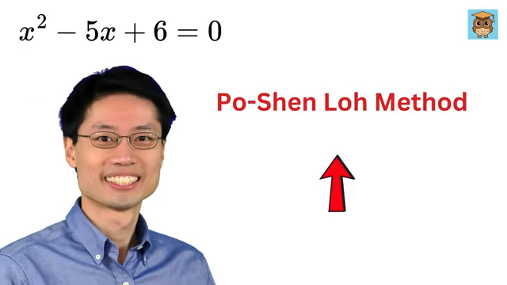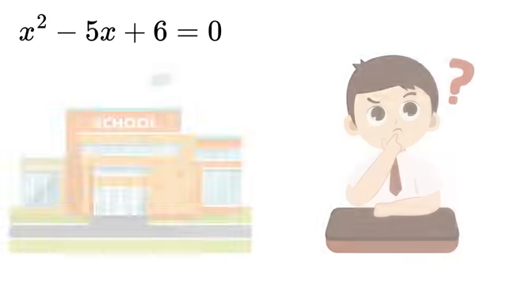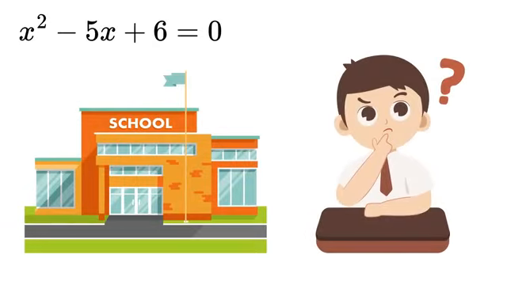This is the Po-Shen Loh method, an elegant way to solve quadratic equations that focuses on logic and symmetry, and I wonder why they never teach that in school.